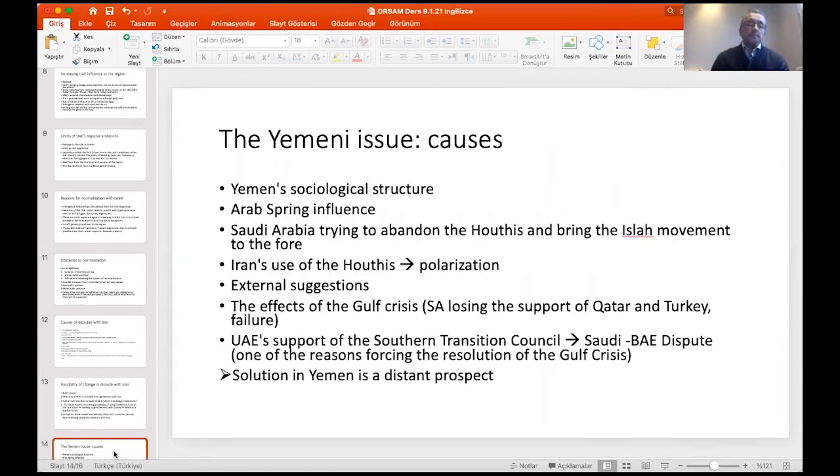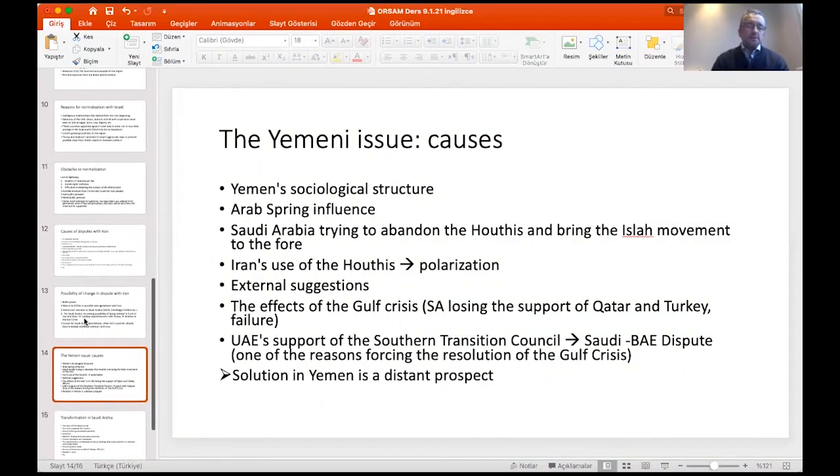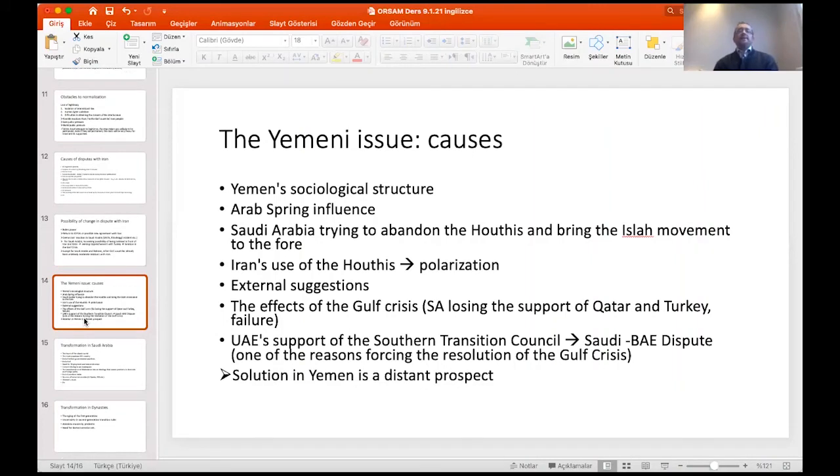Okay, we are coming to the end of our lecture, and we will talk about the Yemeni issue. The main causes of the Yemeni issue: first, we can mention Yemen's sociological structure, but it is not the most important factor, because the sociological structure is not a recently created phenomenon.